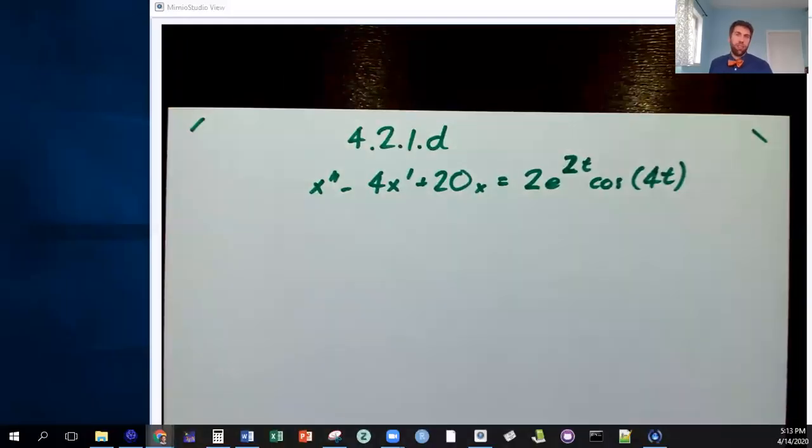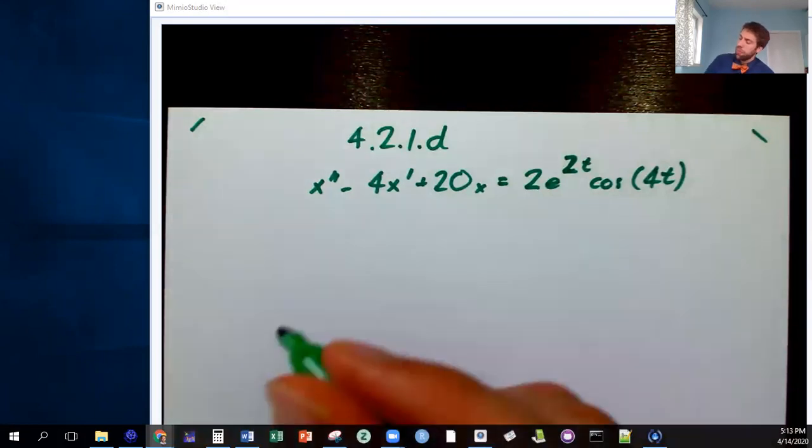Okay, this is section 4.2. We're doing activity 421 part D. So here we have the same left side of the differential equation as last time, as part C, but this time we have 2e to the 2t times cosine 4t.